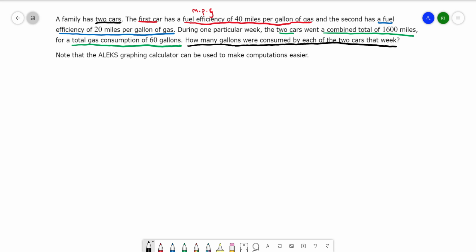The question here is going to let us know what we are trying to find in this problem. So what are we trying to answer? We need to know how many gallons were consumed by each of the two cars. In other words, how many gallons of gas did each car use? Therefore, those are my unknowns.